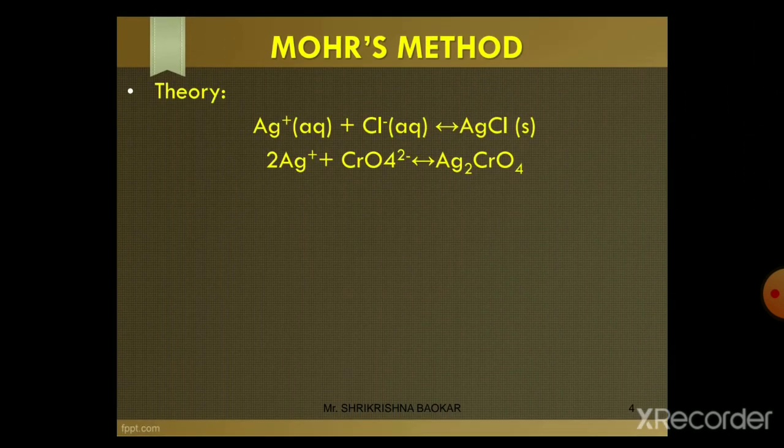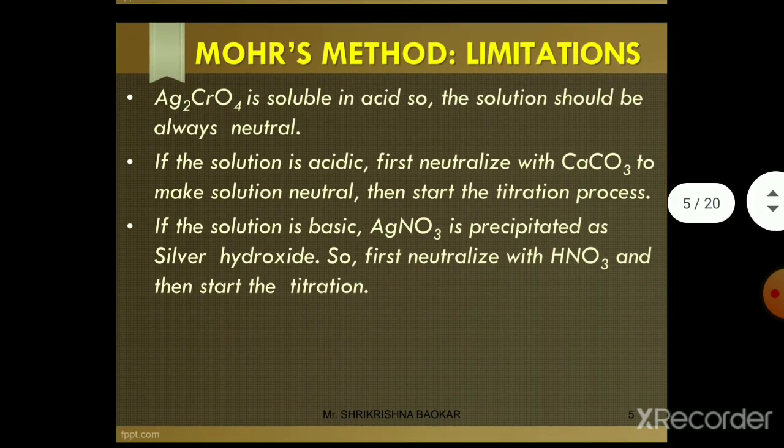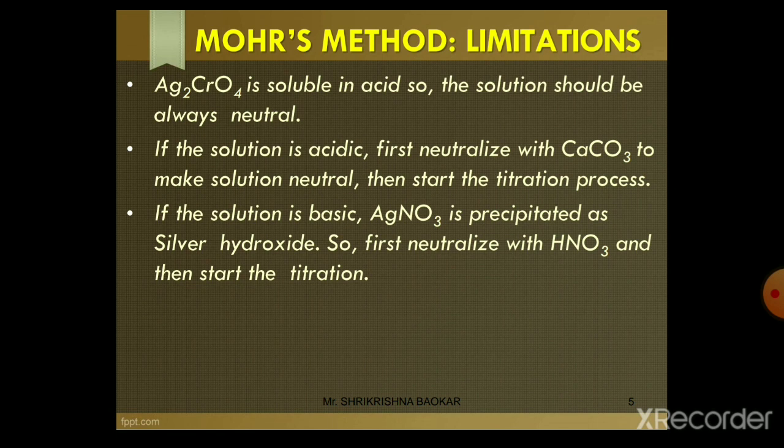Theory: Ag+ in aqueous solution plus Cl- in aqueous solution gives AgCl in solid form. 2Ag+ plus CrO4 2- gives Ag2CrO4. Now let us see the limitations. Ag2CrO4 is soluble in acid, so the solution should always be neutral. If the solution is acidic, first neutralize it with CaCO3, that is calcium carbonate, to make the solution neutral. Then start the titration process.